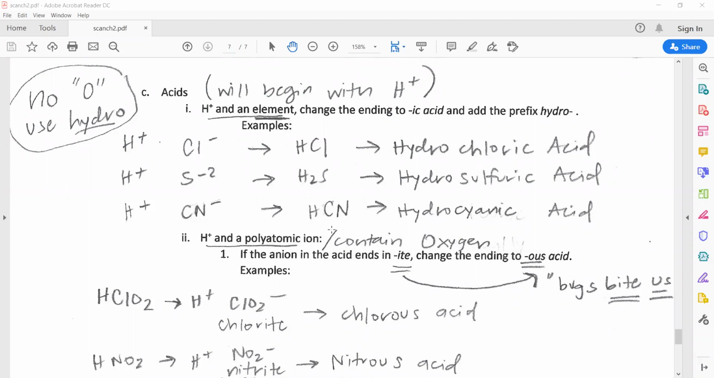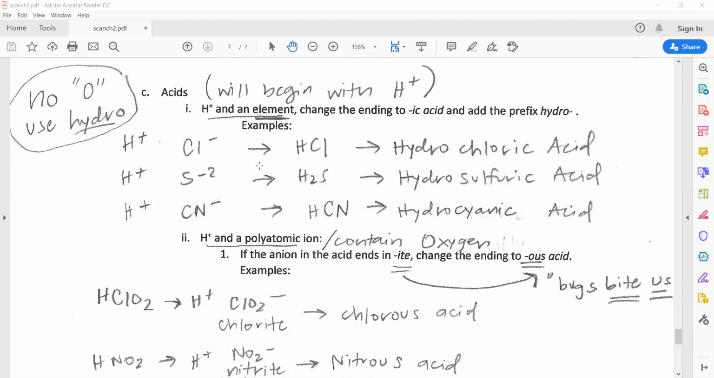So the way we name acids, there's two categories. H can either be with just an element or something that does not have oxygen with it, or it can be H with a polyatomic. And these other polyatomics will have oxygen. So it's pretty much H with something without oxygen or H with something with oxygen.